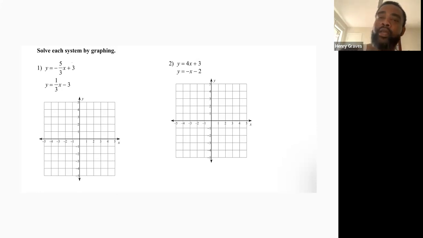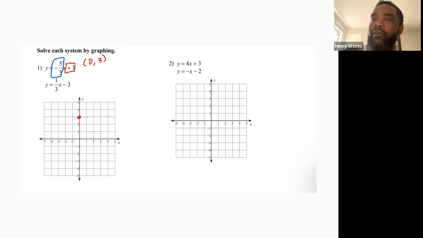This is the y-intercept here. So that y-intercept is really (0, 3). So I'm going to put my dot there, (0, 3). Then I also need to be careful because I also have a slope of -5/3. I'm sorry, not 4, I should have said 3.